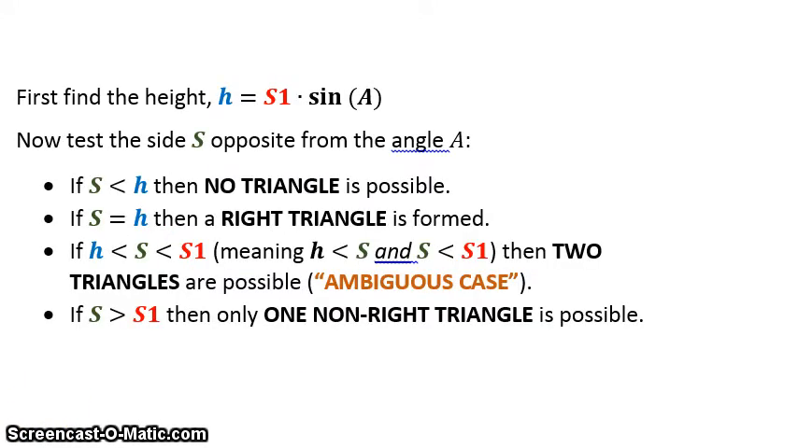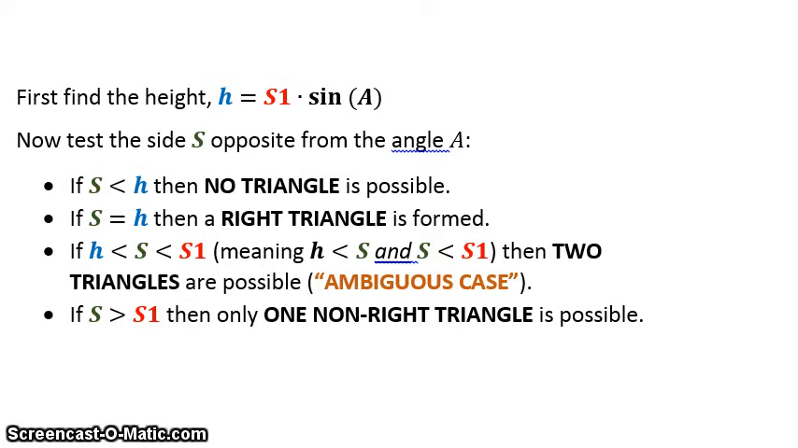So to determine which of the possible cases you're dealing with here, this is the process that you're going to follow. First, you have to find the height of the triangle, which is going to be h equals s1, the second of the two sides that you're given, times the sine of the angle that you're given, s1 times sine of A. Once you have that number, now you have to compare the length of the side s that you're given, the first side that's opposite from the angle A, and test that against the value of h and against the value of s1 to see which of the cases you have.